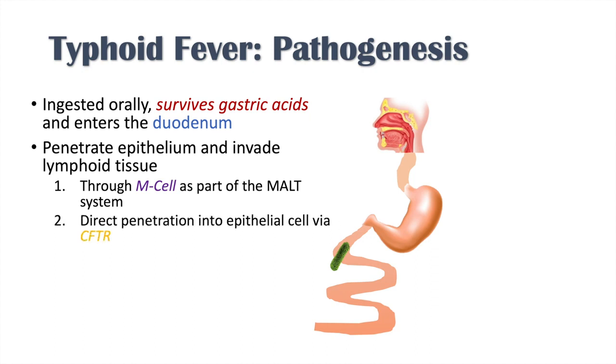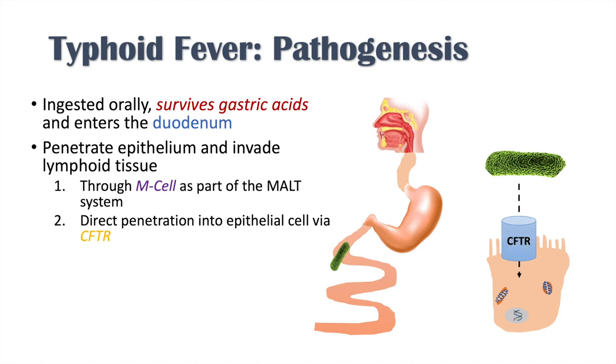And the second way that this bacteria can penetrate into the epithelium is through direct penetration into an epithelial cell via CFTR, or cystic fibrosis transmembrane conductance regulator, which is a chloride ion channel. So you might be thinking, what does this mean? Well, this is actually the chloride ion channel that is mutated in patients with cystic fibrosis. So essentially what happens is the Salmonella typhi or paratyphi utilize or hijack this chloride ion channel and use it to enter into intestinal epithelial cells.